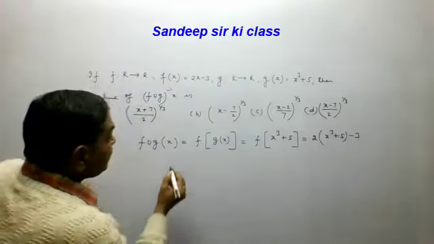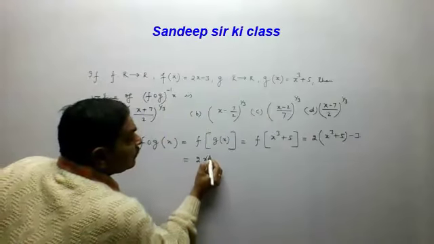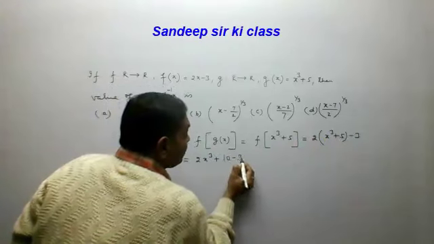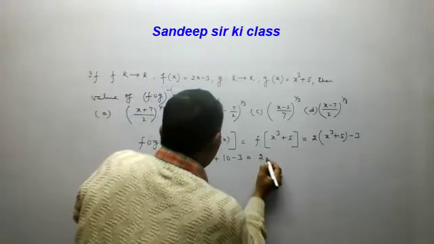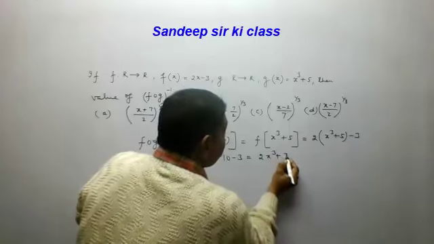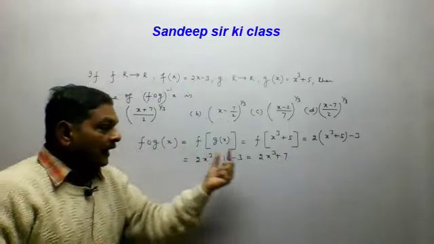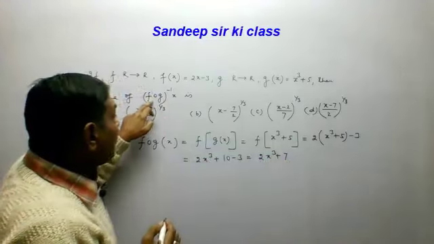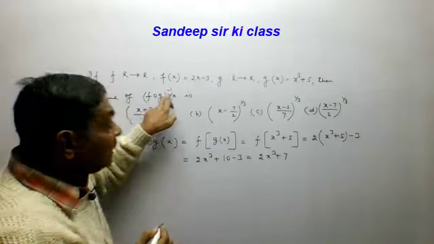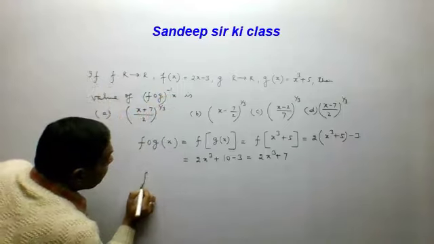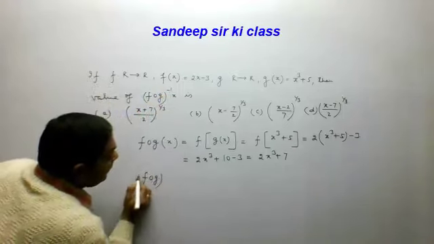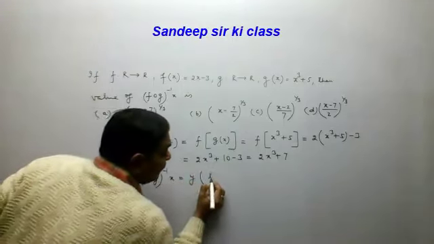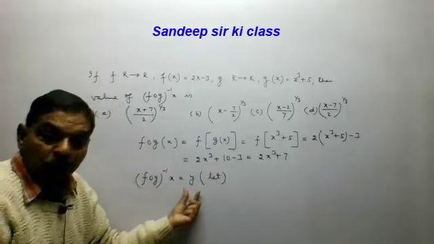We can calculate this. This becomes 2x cube plus 2 into 5 is 10 minus 3. This becomes 2x cube plus 7. So fog of x, we have obtained 2x cube plus 7. Now we are to calculate (fog) inverse x. So let us say that (fog) inverse x is equal to y. We assume that this is equal to y.